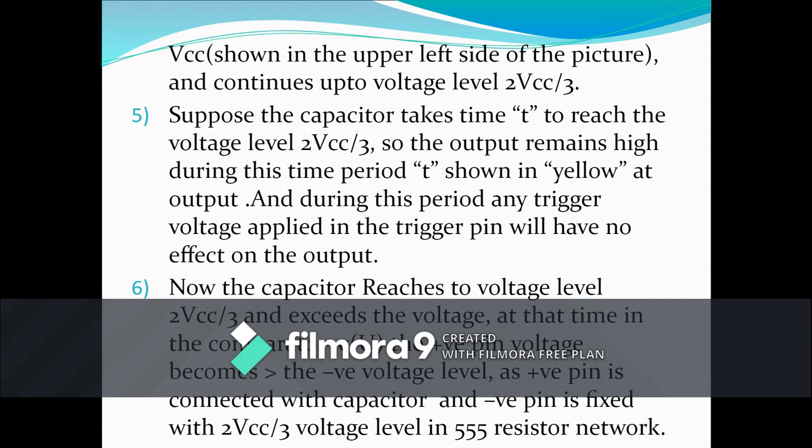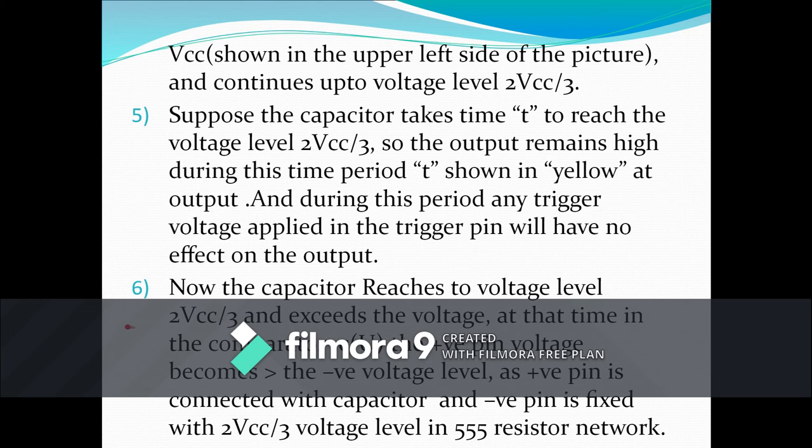So when 2/3 of the VCC is acquired, the output remains high during the time period, and during this period any trigger voltage applied to the trigger pin will have no effect on the output. So during this time the output will be high anyway, so any change in the trigger will have no effect on the output since it is already high.